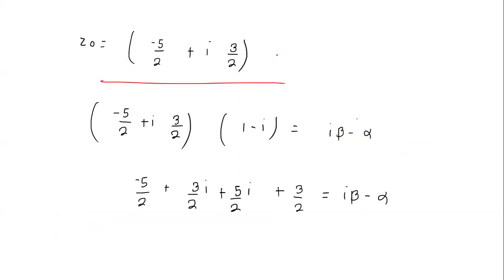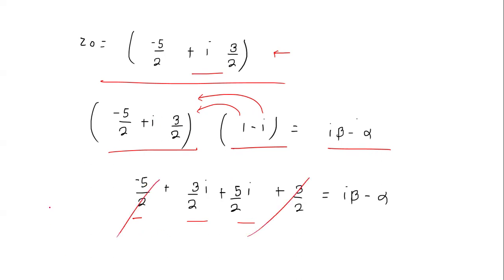Now we know the z naught, which is the center of the circle. We initially calculated it as minus 5 by 2 plus iota times 3 by 2. So we can put that here, and this is multiplied by 1 minus iota, and this is equal to this. So first of all you multiply by 1, so it will become minus 5 by 2 plus iota times 3 by 2, and if you multiply by minus iota it will become 5 by 2 times iota plus 3 by 2. So now you see this will give us minus 1 and this will give us plus 4 iota, and it is equal to iota times beta minus alpha.